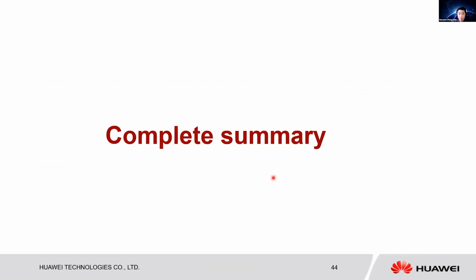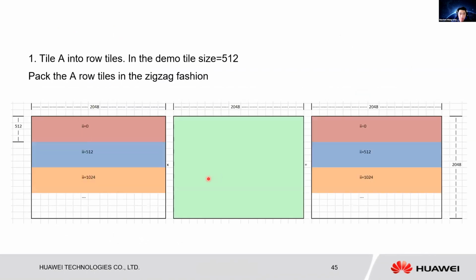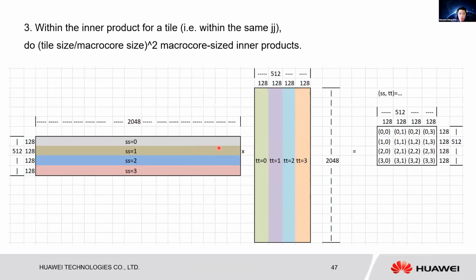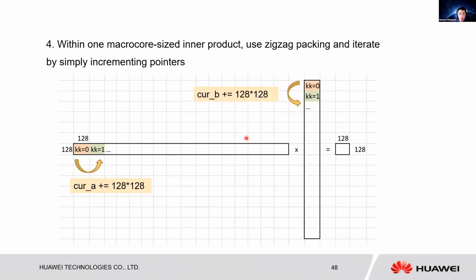Let's do a quick summary of our algorithm. So first, we want to tile A into row tiles, and we want to pack the A rows in the zigzag fashion. We also want to tile B into column tiles, again in the zigzag fashion. And within a tile, we want to do tile size over macrocore size squared inner products that are themselves macrocore sized. And for an inner product of macrocore size, because we're doing zigzag packing, we can iterate through the inner product by simply incrementing the pointers and not doing any extra loads.